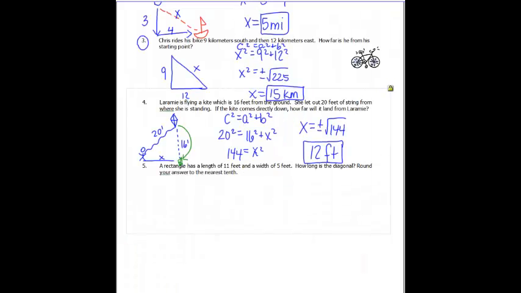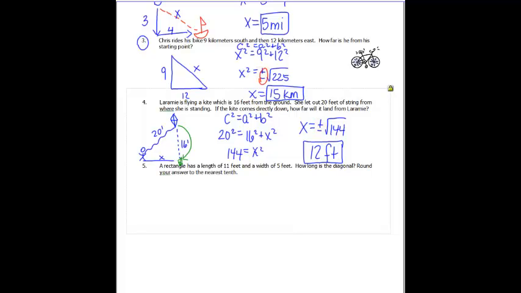In number 3, I got 15 kilometers, and again you will see that typically we should be using this plus or minus to signify that the solution could be a positive or a negative 15, but we only care about the 15 since we're talking about a distance, and distance cannot be a negative length.